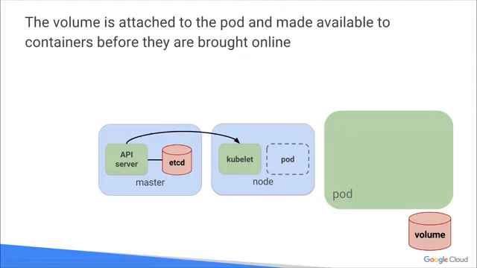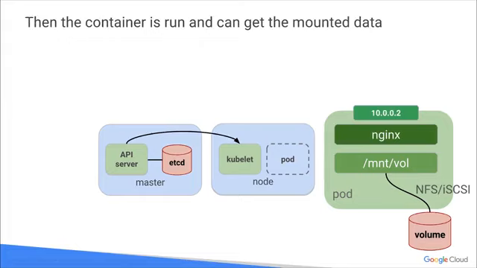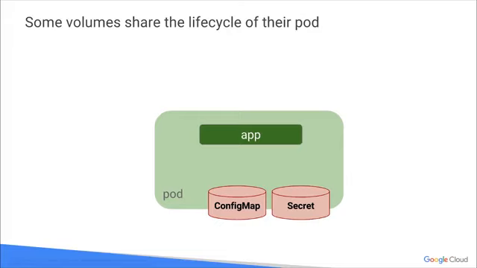We want to be able to have storage available in case it really has to purge something or has to relocate something or put something in that container as it comes up or during the process of it coming up, maybe logs. Once the volume is attached, and you can see here, mount /vol, which is the Unix equivalent of mounting a volume, the data can be mounted into that container file system. Then the container is run, and it can get the mounted data from that volume itself. And some volumes can share the life cycle of the pod itself. In other words, they'll stay around as long as that pod is around.